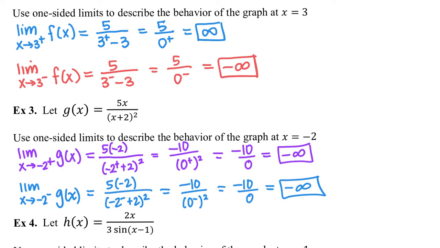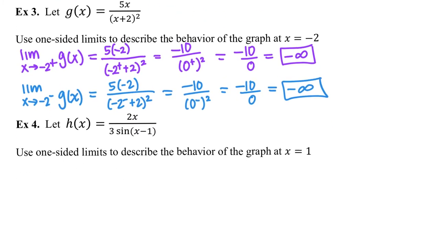So I could even say the limit as x approaches negative 2 of g of x is negative infinity, and that would be a good way to describe the behavior on both sides of the asymptote.